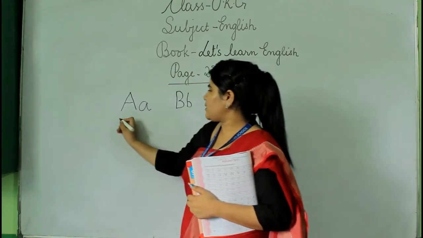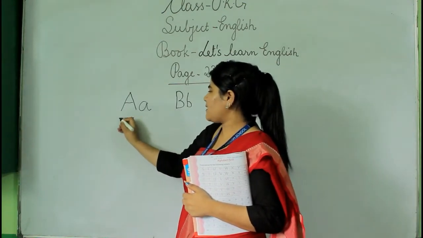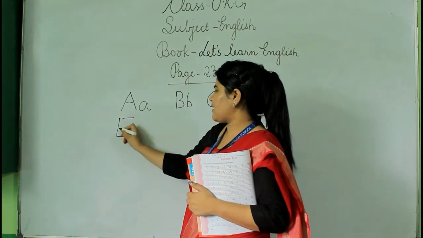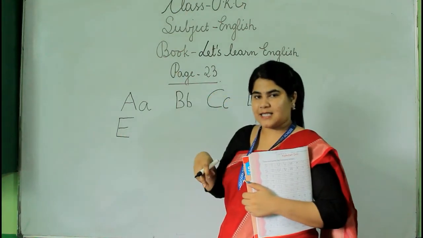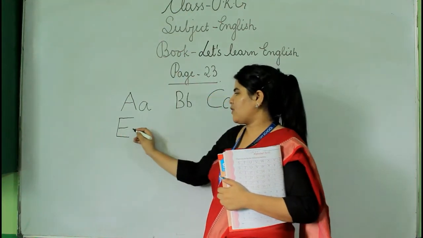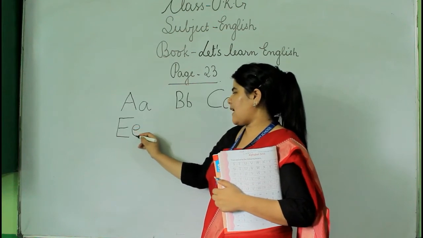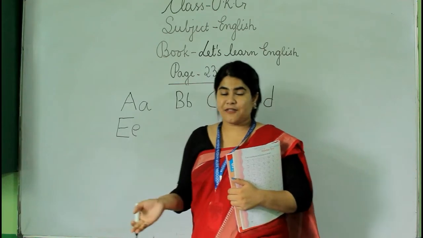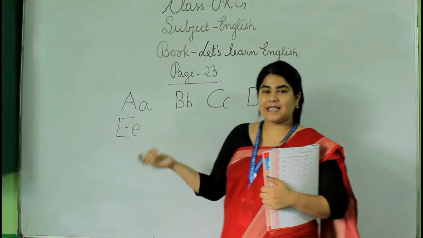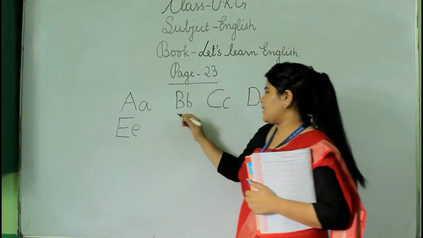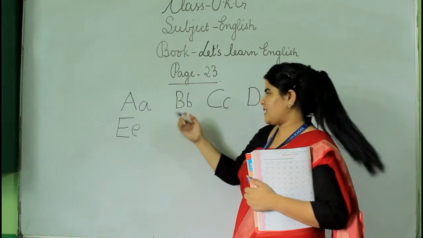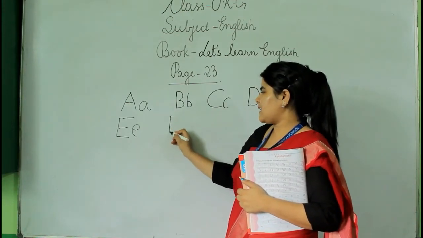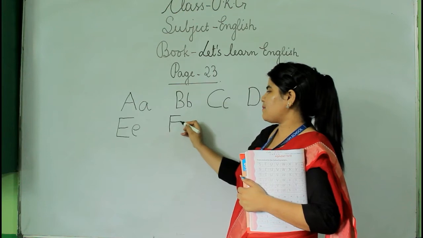Now let's move on to E. Sleeping line, standing line, sleeping line. Again 3 sleeping lines and 1 standing line, and for this a small circle and a half circle. Okay. E is for elephant, egg, eel. Okay. Now let's move on to letter F. That is standing line, sleeping line, sleeping line.